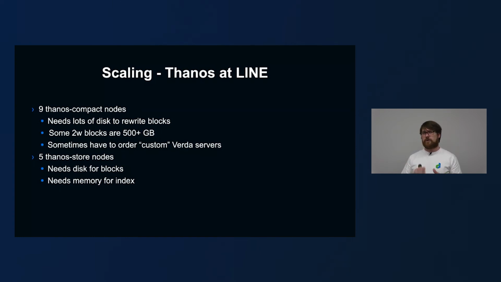Also, we have to scale the Thanos store nodes. And in this case, we need both disk and memory. We need disk to cache the blocks when we download them from object storage and cache them locally. We also need a good amount of memory for our Prometheus index. So when we're looking up a metric, we need that index to be stored in memory.